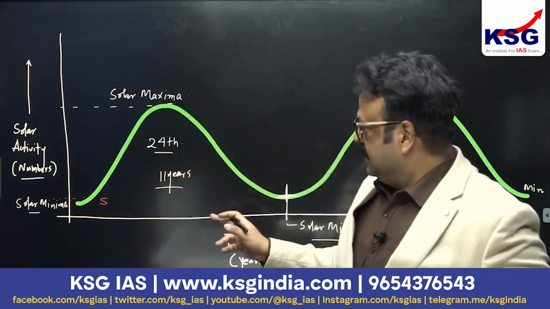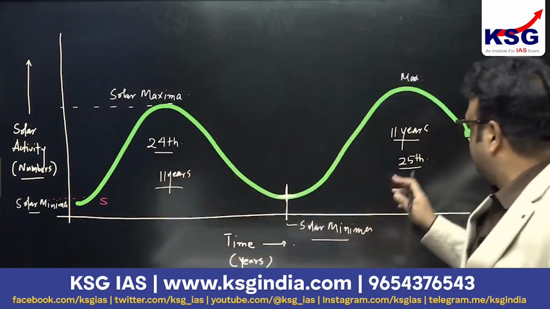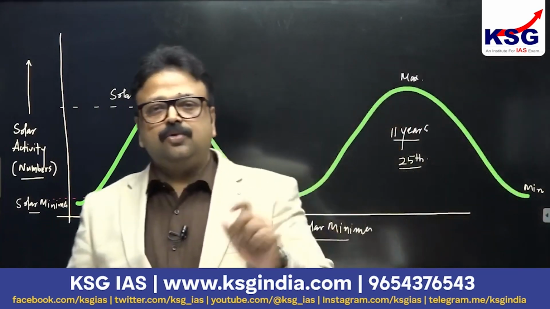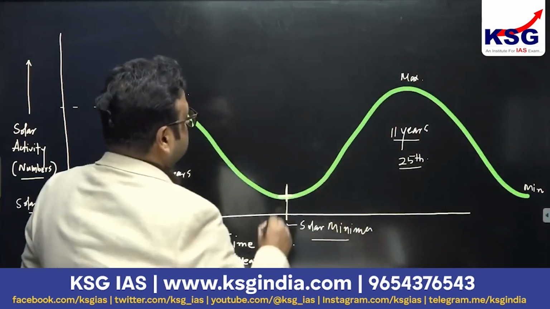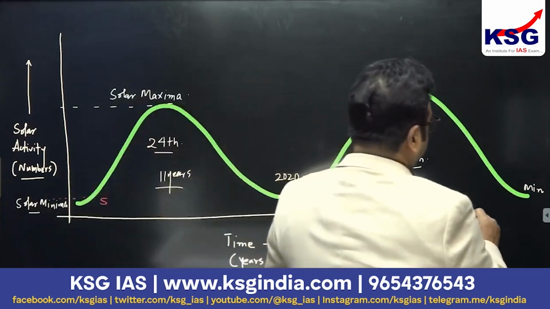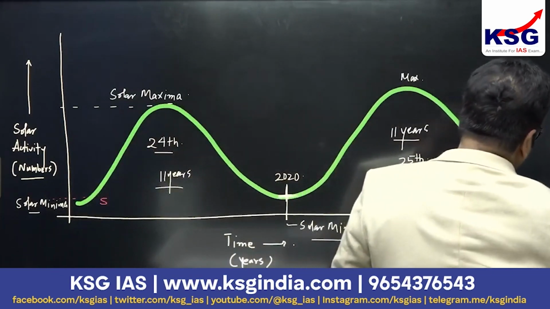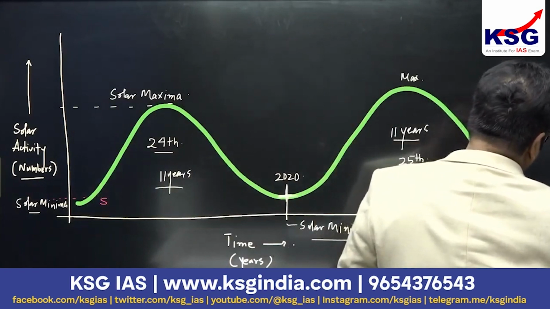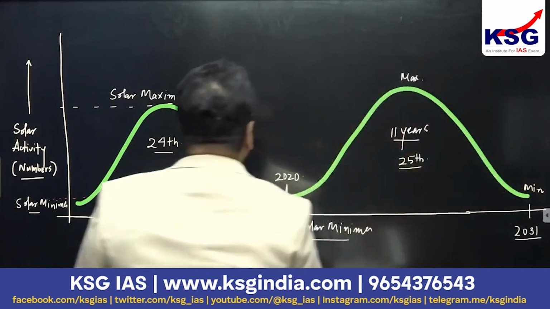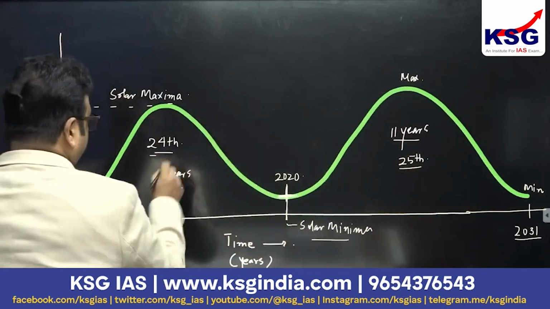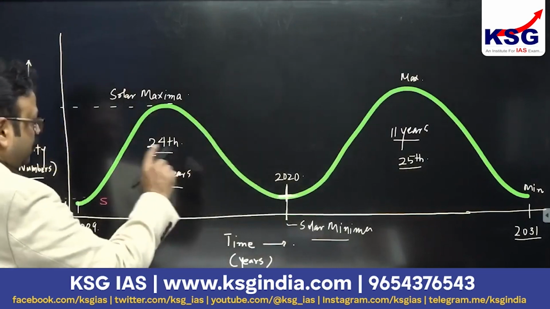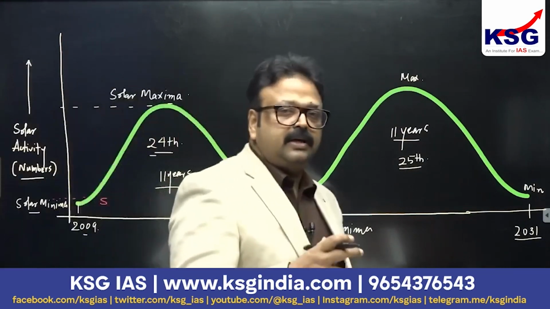Again, if we see this 25th sunspot cycle, it started way back in December 2020, and it is going to end by December 2031. So this is the time. And what about the 24th cycle? It started in 2009 and ended in 2020. This is how the dates are going.